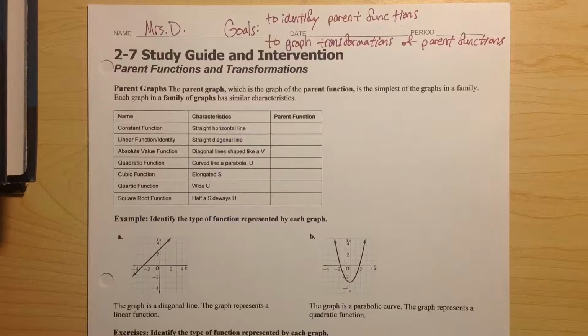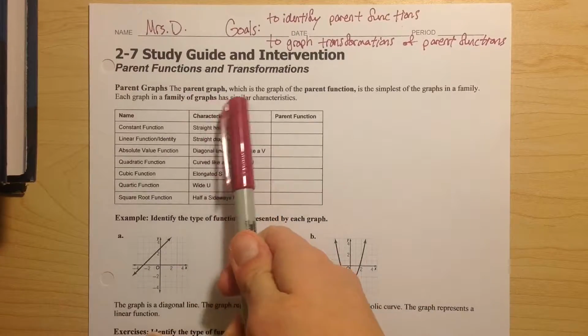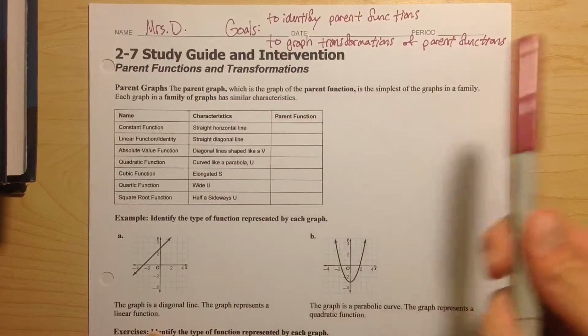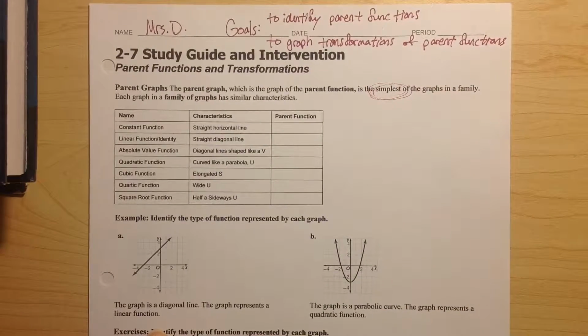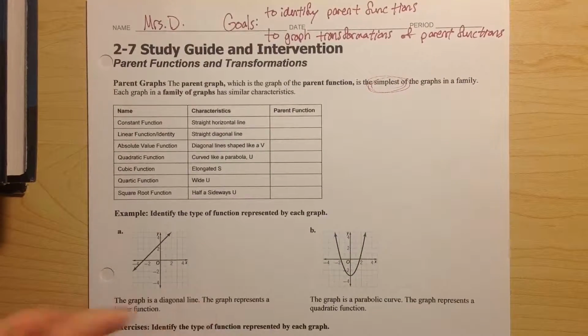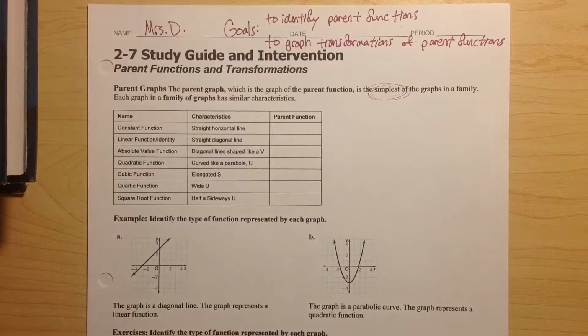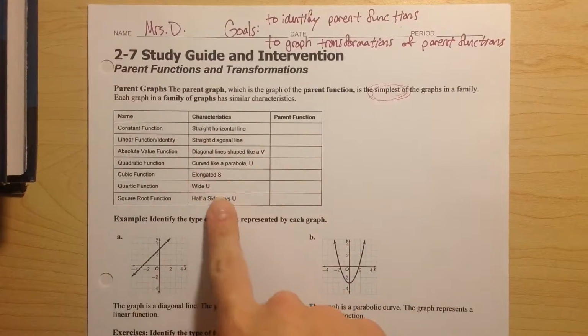Now, what it means to be a parent function. It says here in this little definition that the graph of the parent function is the simplest of the graphs in a family. What that means is a lot of our graphs look the same, or they have a lot of the same properties, but they all come down to a base simple version. So we're going to talk about those base simple versions right now.